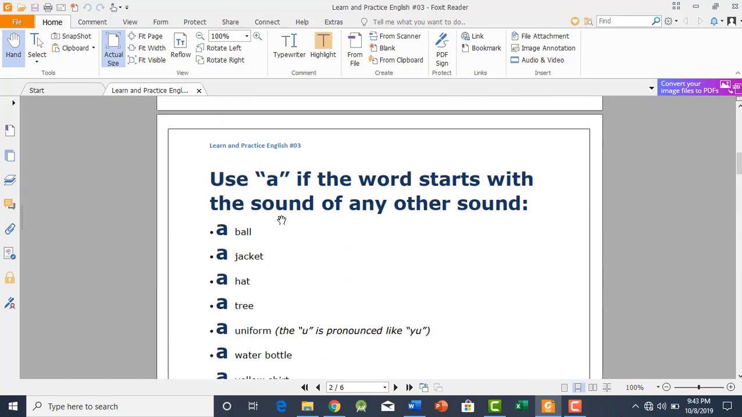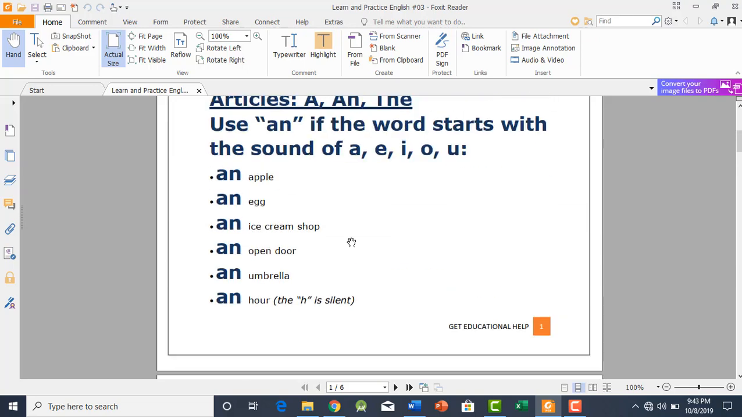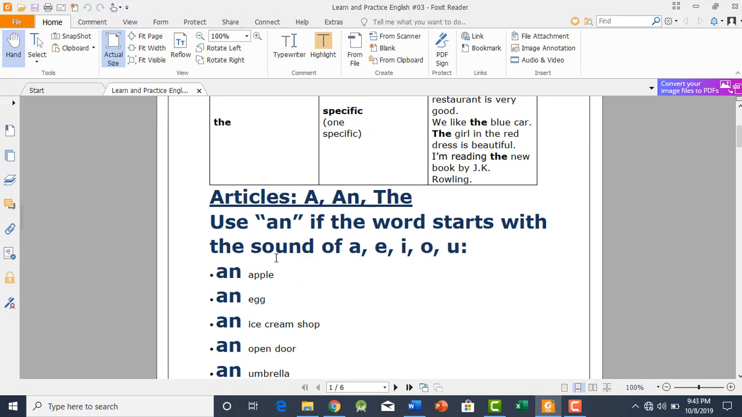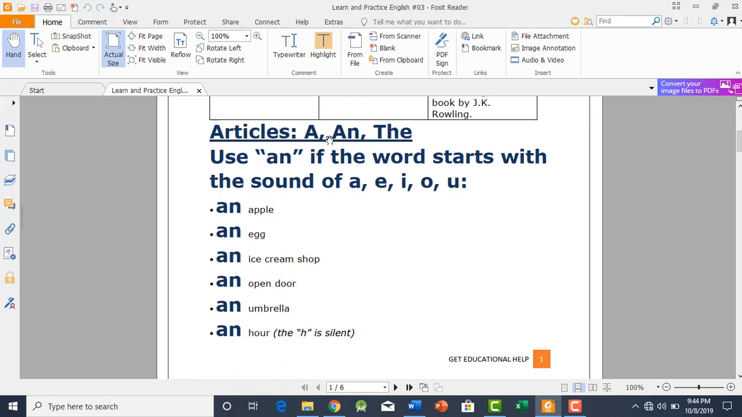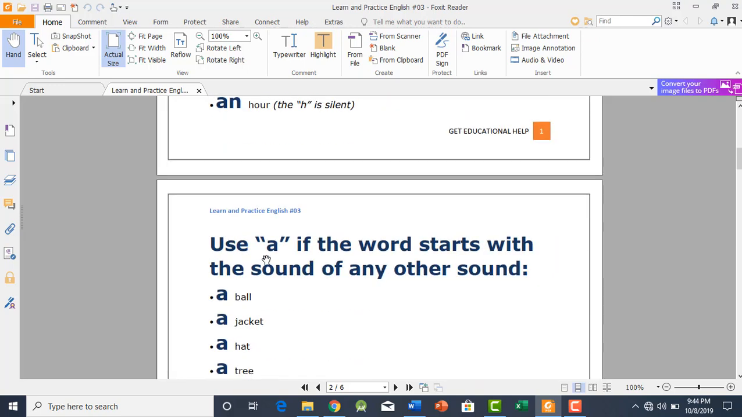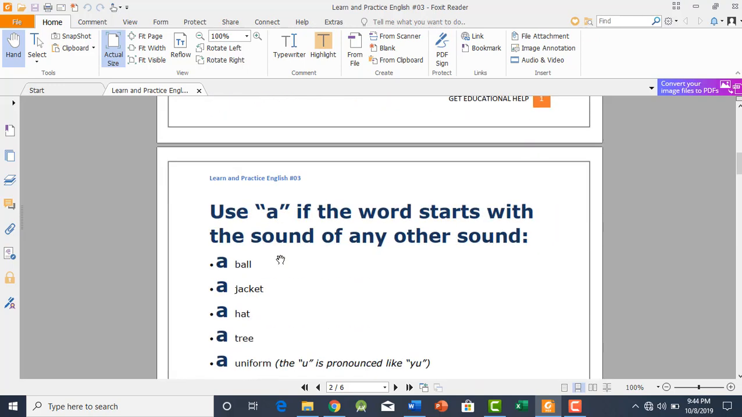Now if you have any other situations, and the situation is very general, remember a and an both are applicable to general sentence situations, and when we have a specific situation then we use the article the. But how do we differentiate a and an? These two are differentiated by the sound of the vowels, and other than these sounds we have to use the word a.